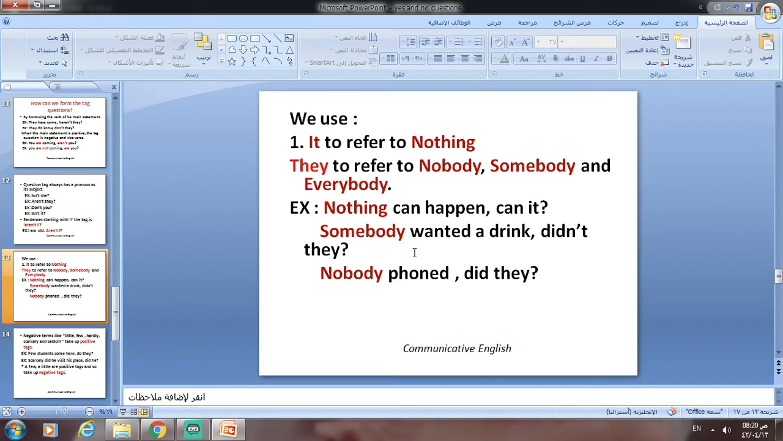Here we said that in forming a question tag we must borrow from the verb. So here we have the verb wanted. Wanted is in the past tense, and the past tense takes did, but because it is negative we change it into negative, because this is the rule in the question tag. Nobody phoned, did they? Also phoned is a past tense, so we have to keep in mind what the auxiliary verb is that the past tense takes.